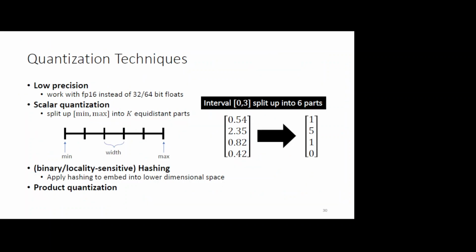Okay, so there are some quantization techniques that can be used here. First, use low precision. It means you should not use 32 or 64 bits to represent a float. Maybe you just use 16, just 2 bytes to represent a real value. I think it's a very general way. You can also use 8 bits, just 1 byte, to represent a floating point.